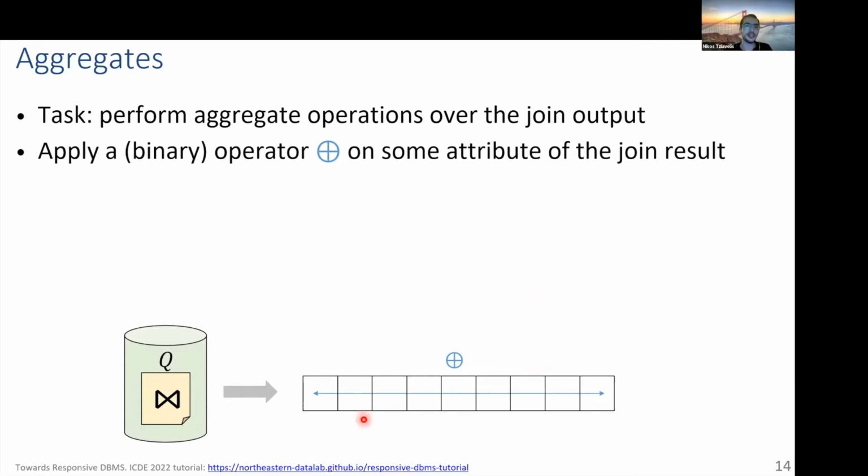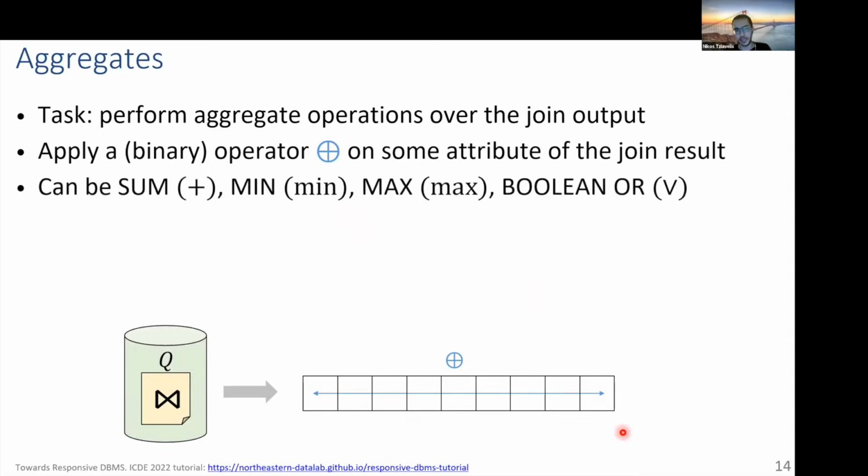So here an aggregate is essentially, we can think of a binary operator that works on this array of the join output. And this binary operator can be either a sum, a min, a max, or whatever other aggregate operator you can think of. And this can get more complex. Of course, you can have group bys or more complicated aggregations.